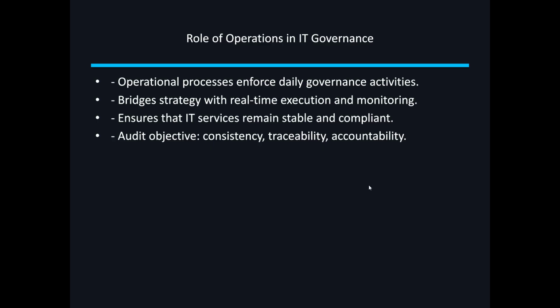information system operations represent the phase where technology transforms from a design on paper to an actively functioning backbone of enterprise activities. While earlier domains emphasize governance and system development, Domain 4 focuses on the sustained performance and resiliency of systems that are already in production. This is where the audit function observes continuity, consistency, and compliance in daily IT activities.